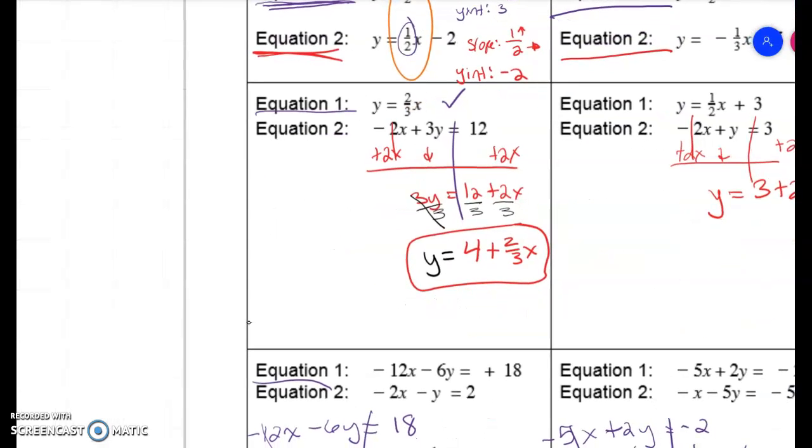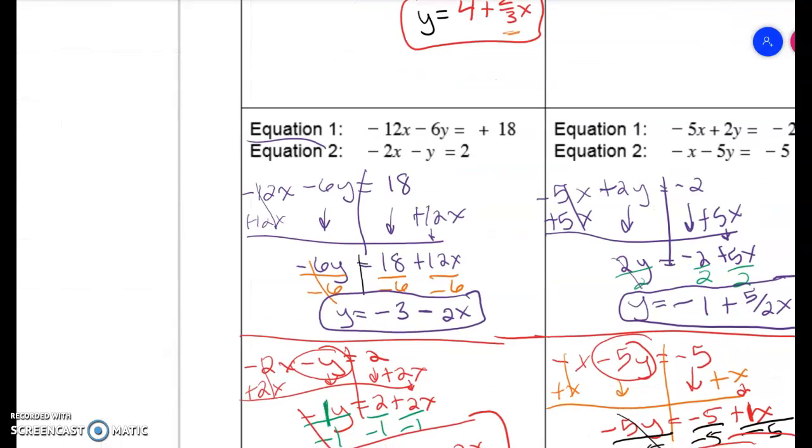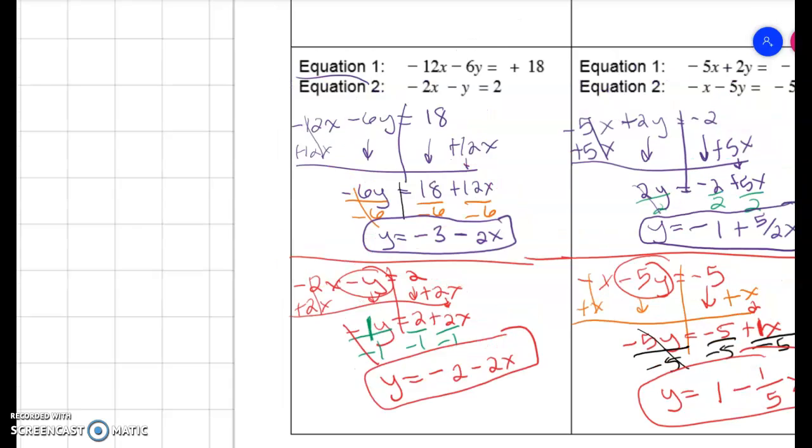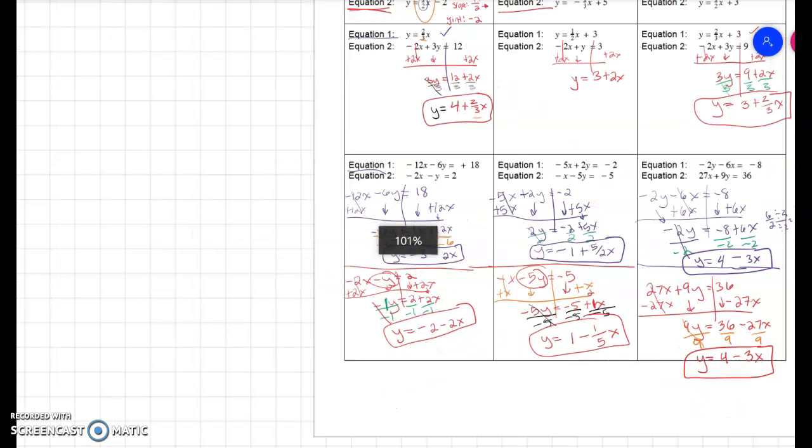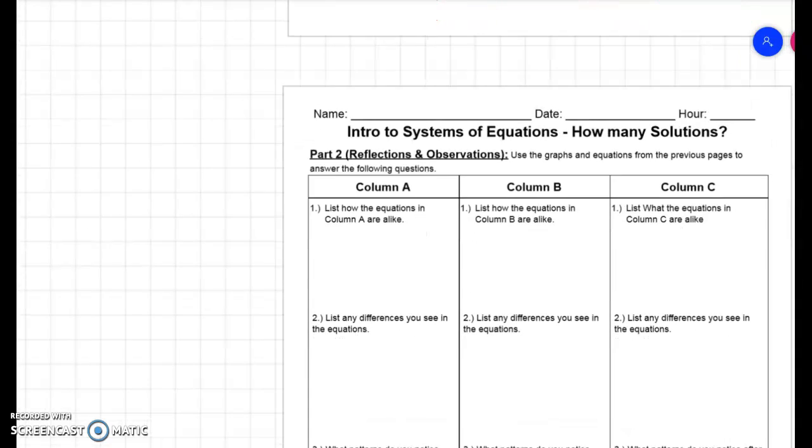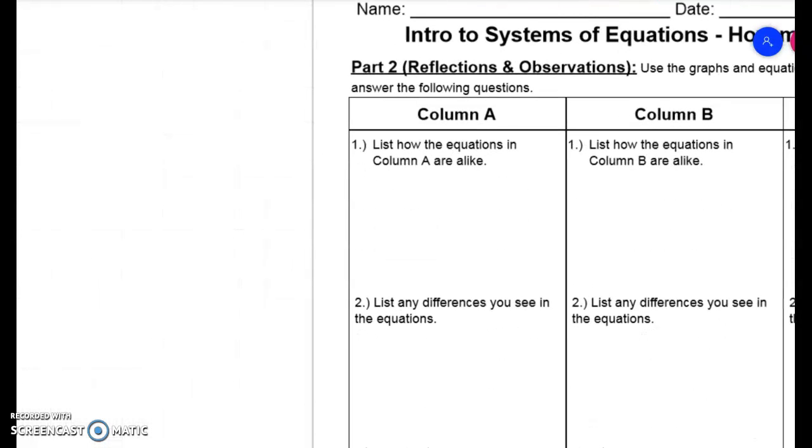Same thing with down here. They had the same slope, different y-intercepts. Same slope again, different y-intercepts. Even if it's just slightly off, it is still different intercepts. So list how the equations are alike. You could say they have the same slope.